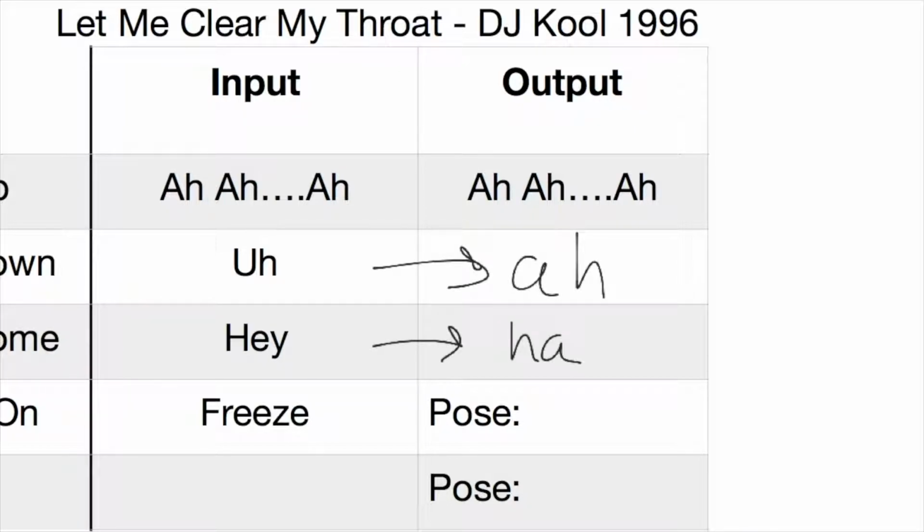So we can kind of think of this as a function because every input has exactly one output. DJ Kool was a master at what he did, so he let the audience know exactly what to do based on what they heard. So if he said, they knew to say, ah. There was no confusion about that.